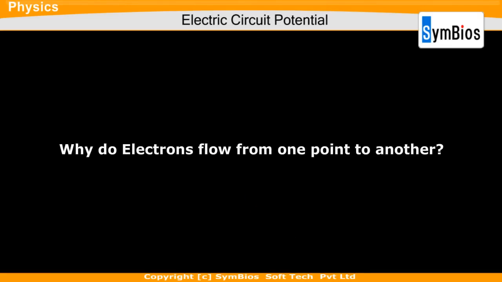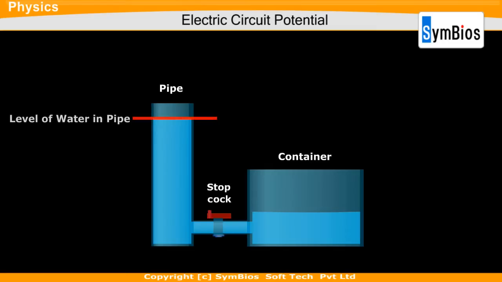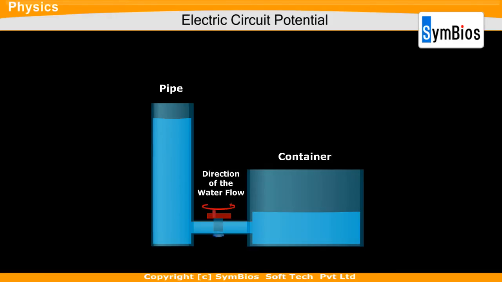Why do electrons flow from one point to another? Consider an experimental setup of a pipe and a container holding water connected through a stopcock. The quantity of water in the pipe is less than the quantity in the container, but the level of water is higher than the level in the container. When you open the stopcock, the water begins to flow from the pipe to the container till the level of water in both the pipe and the container are equal.